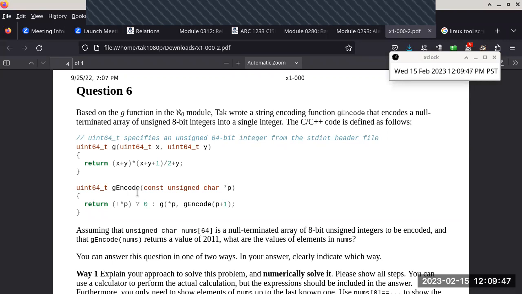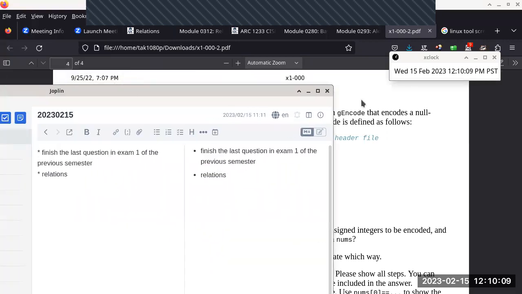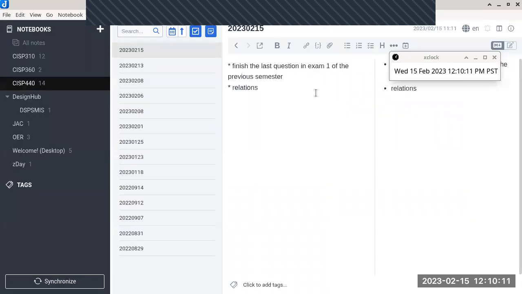Okay, so let's go ahead and use Joplin for that purpose. So let me move Joplin to... I thought there's a way to move it to a different monitor, but I can't find it. That's okay. Just move it manually. There we go.